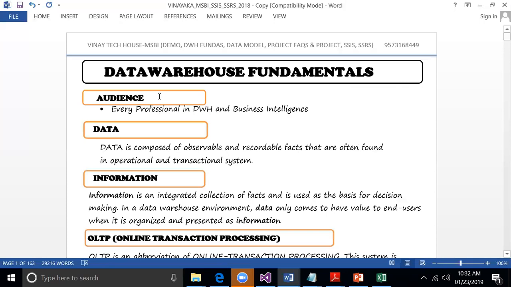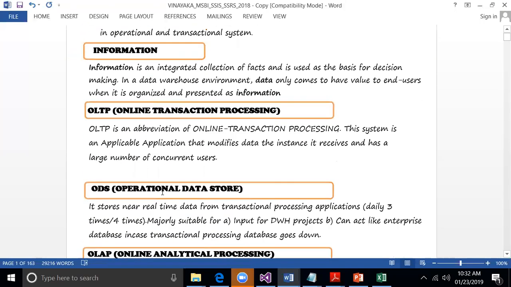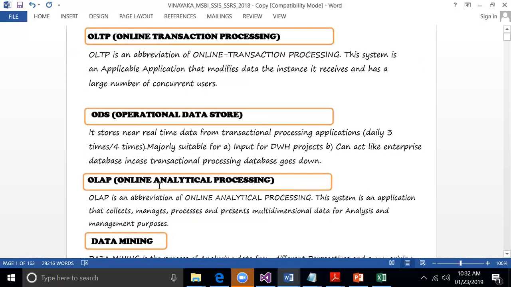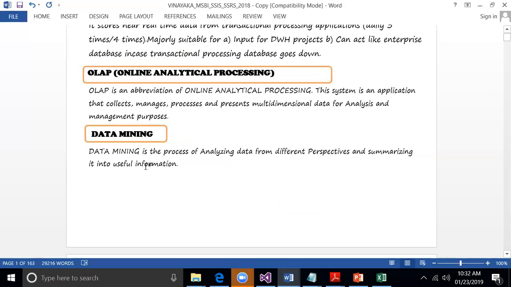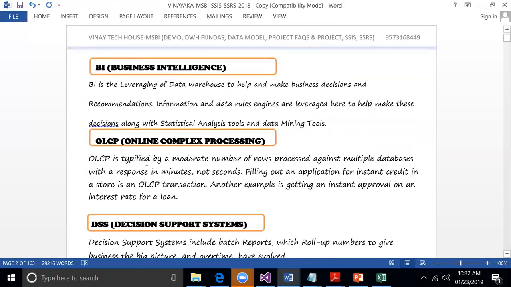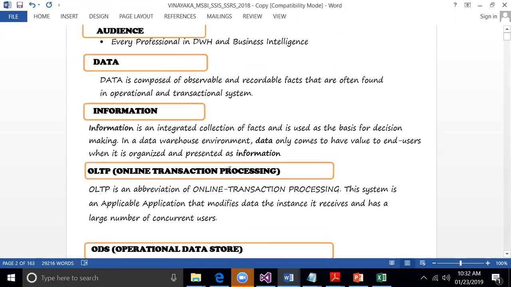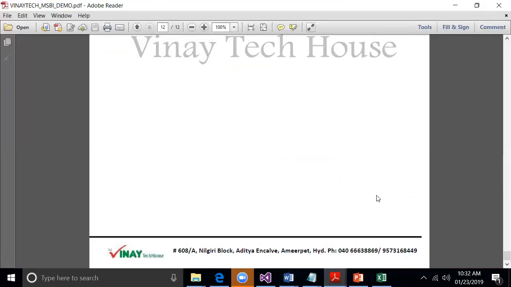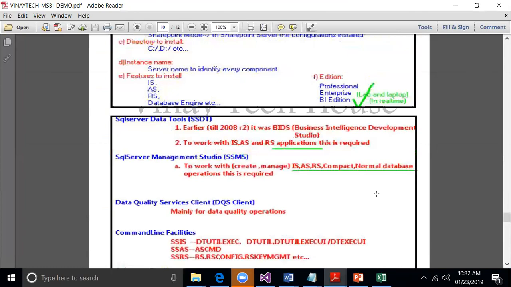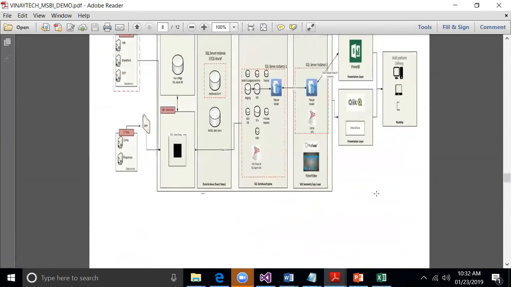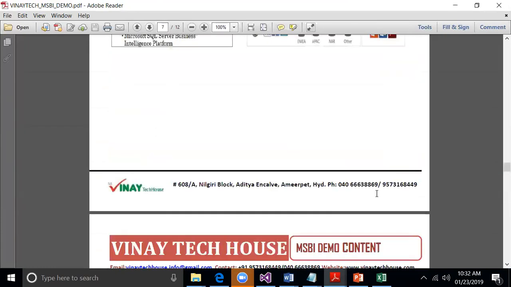I explained about data, information, OLTP, ODS, OLAP, data mining. These all words I explained. And you will get this material tomorrow, online people as well as offline people, and you can go and watch it. I'll explain these terms again, concentrate. Many important real-time things also I'm going to cover. Focus on it.